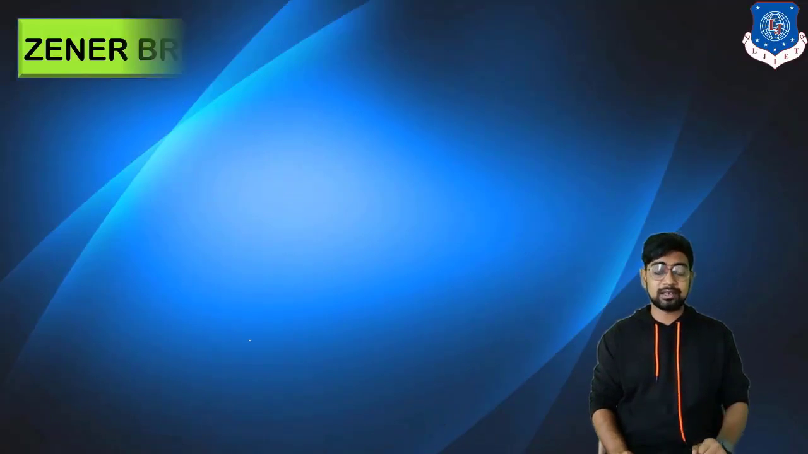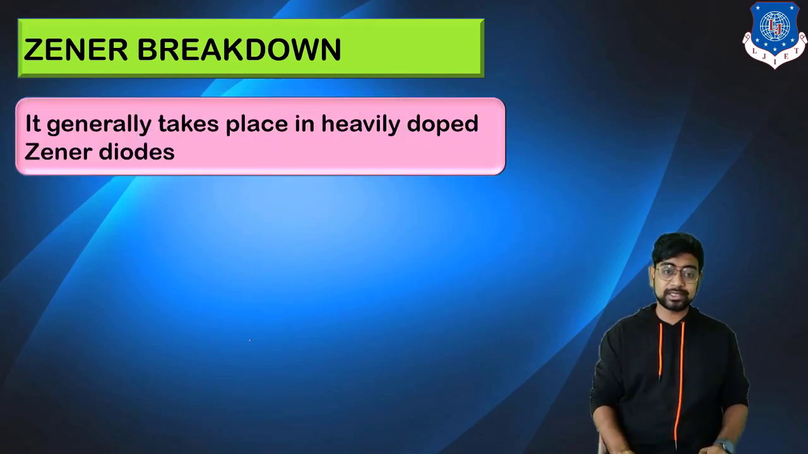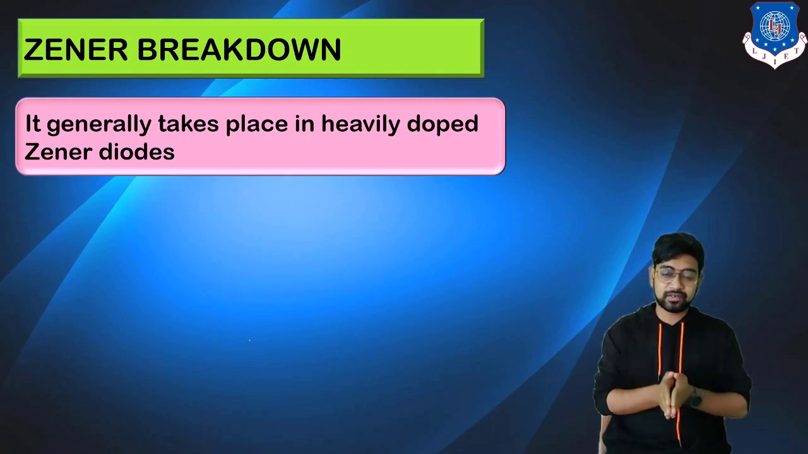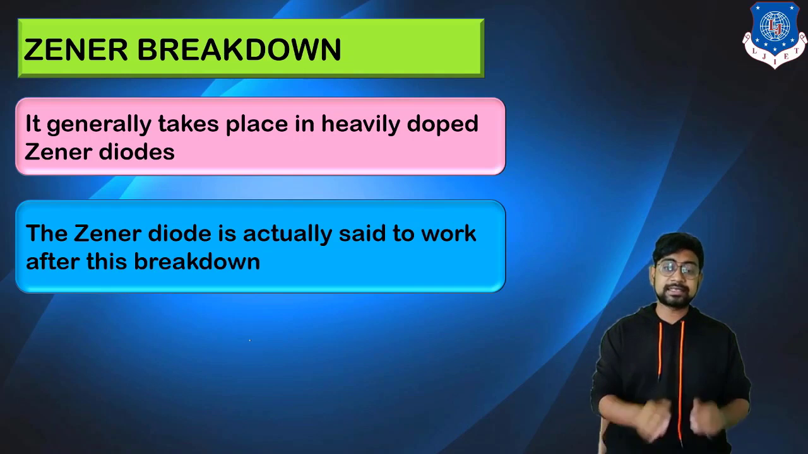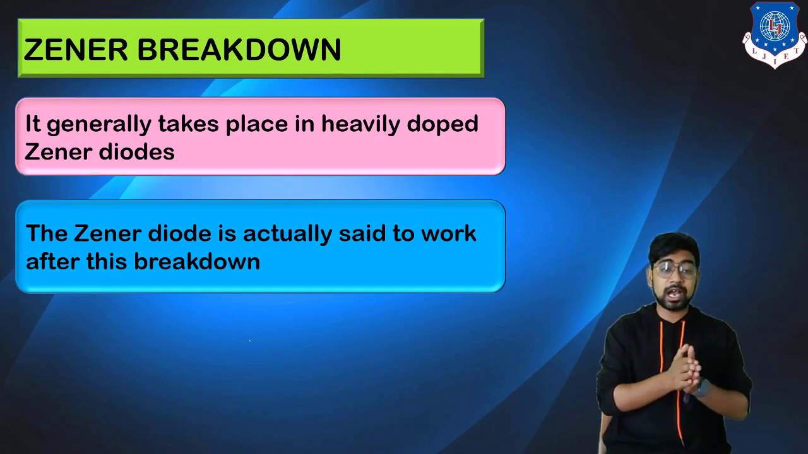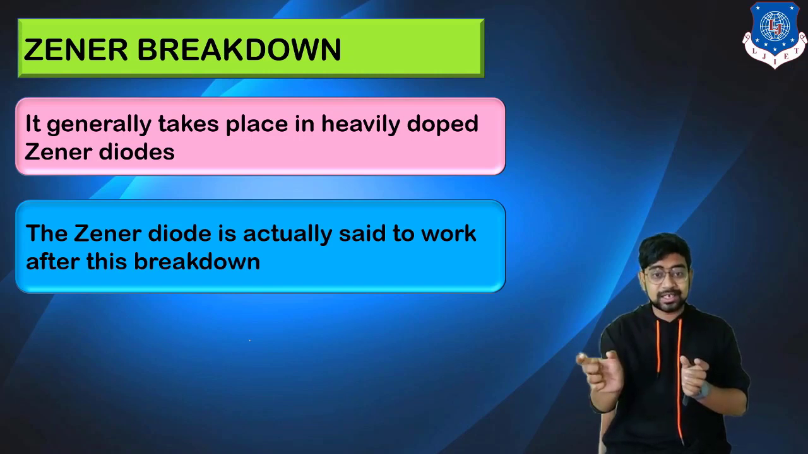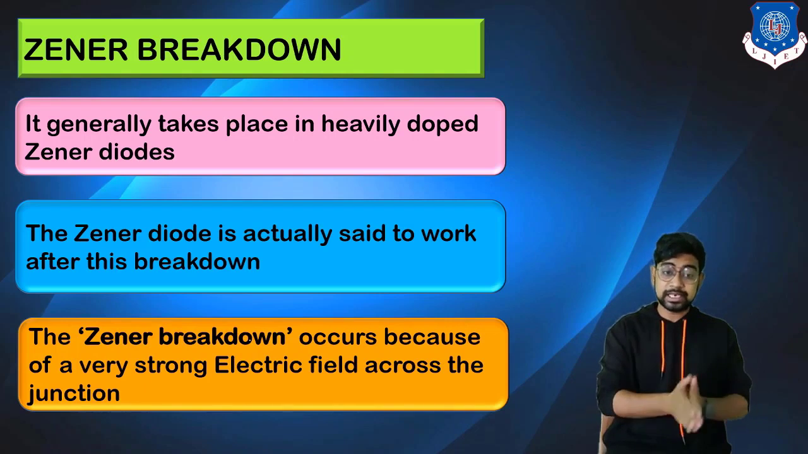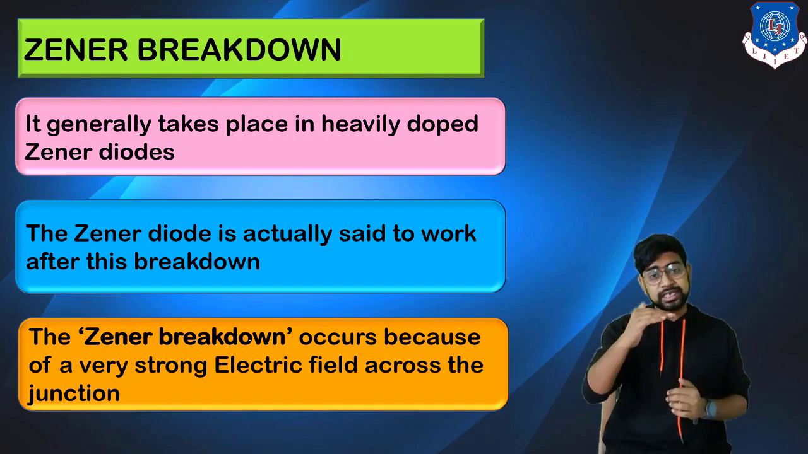Now the other part: what is the Zener breakdown? Zener breakdown takes place only in heavily doped Zener diodes. That's why it is known as a Zener breakdown. The Zener diode is said to work after this breakdown. So only after that breakdown does the Zener diode's application come into the picture. The Zener breakdown occurs because of a very strong electric field across the junction. So these are the takeaway points.